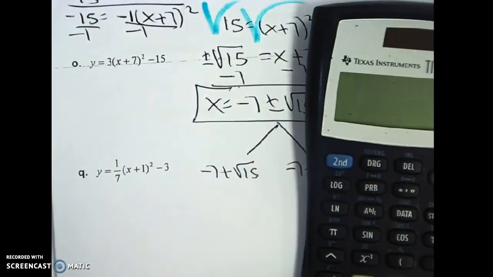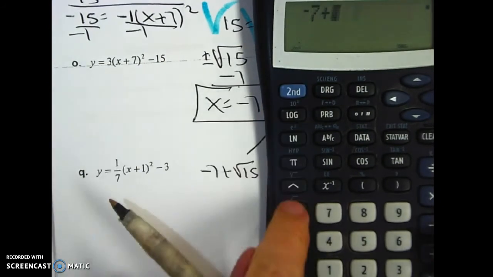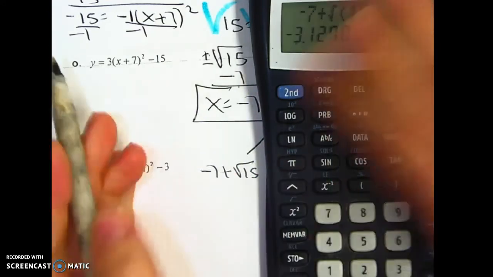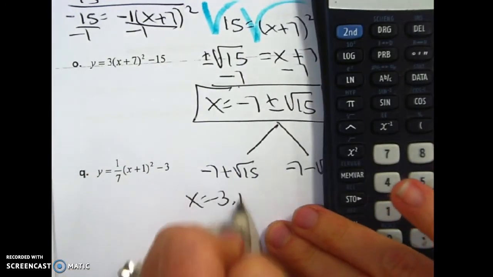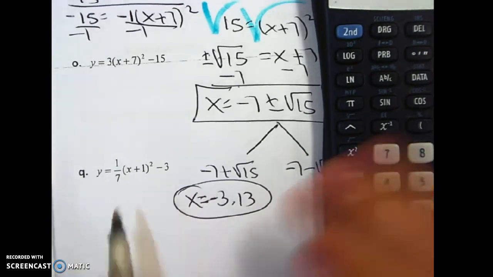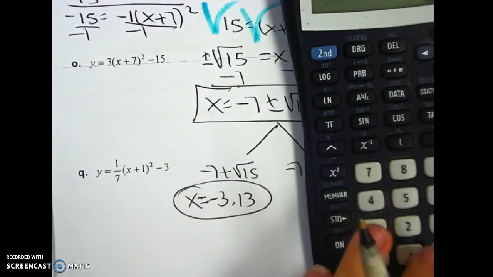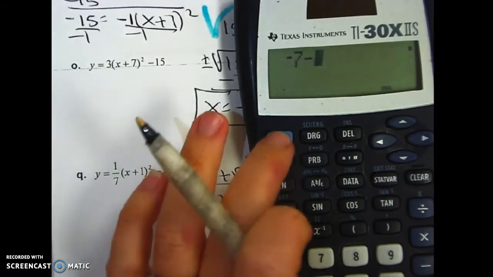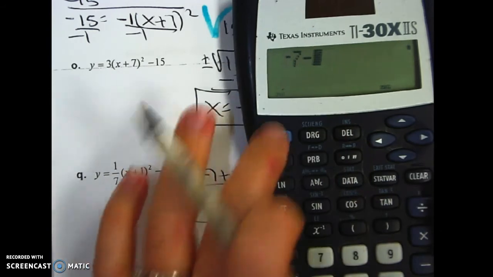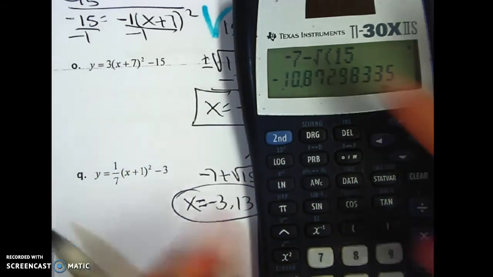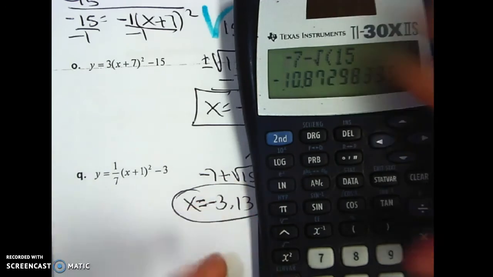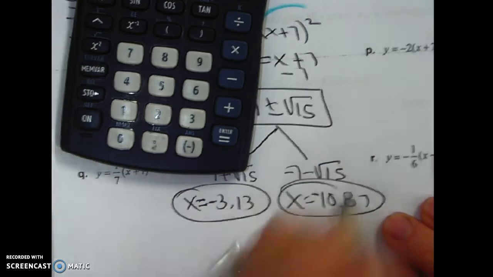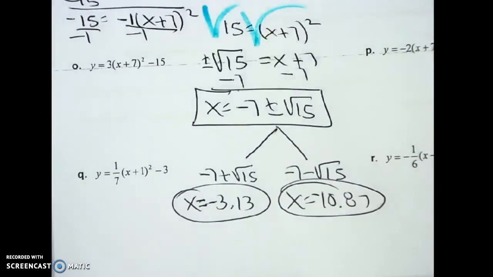So here I go. Negative 7 plus the square root of 15. And I get $3.12, but the 12 cents makes it 13 cents. Negative. And then I do negative 7 minus. So now I'm going to go negative 7 minus the square root of 15. Oops, I didn't press it. I thought I did. Oops. And I get negative 10.87. The 2 means it stays. So x equals negative 10.87. It's nice to know these little ways to get bonus.